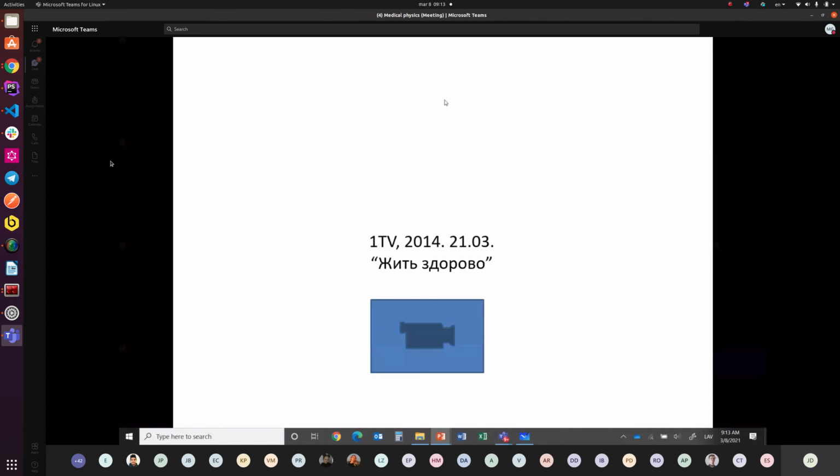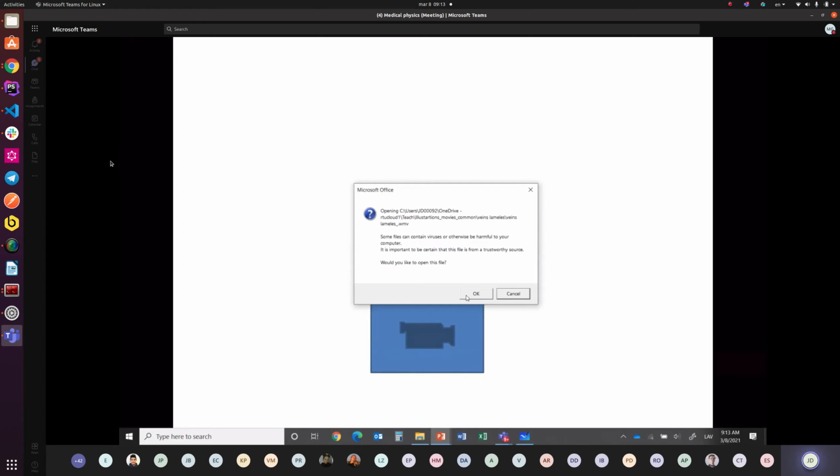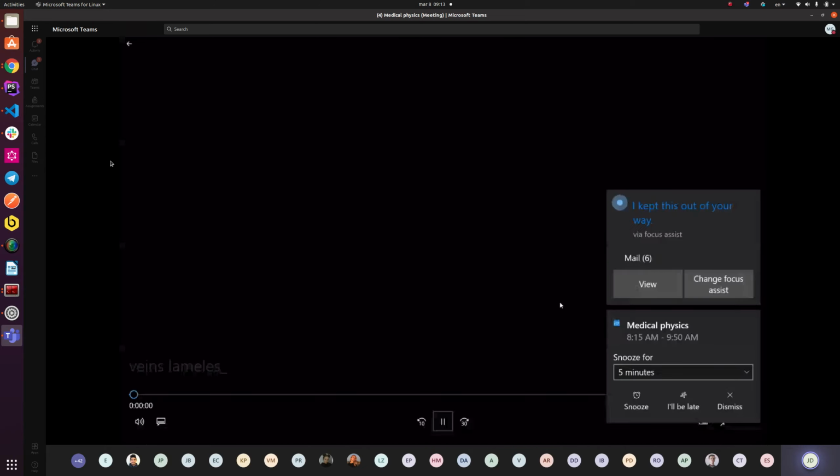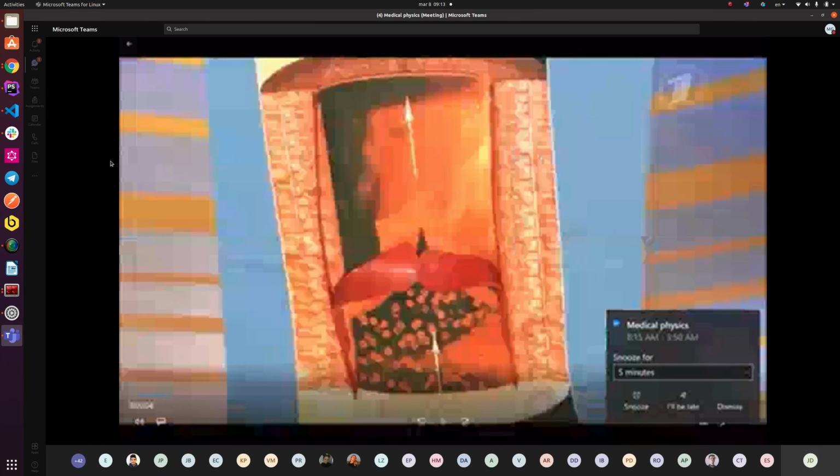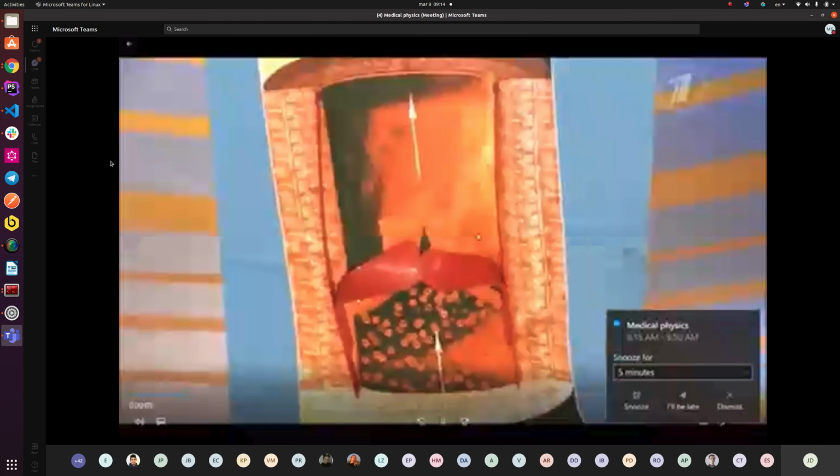So now I'll show you the movie, a short movie from the Russian TV translation. They had demonstrated these lamels like at the model. So this is a vein in the leg. This is the particles of the blood, and these are the lamels.